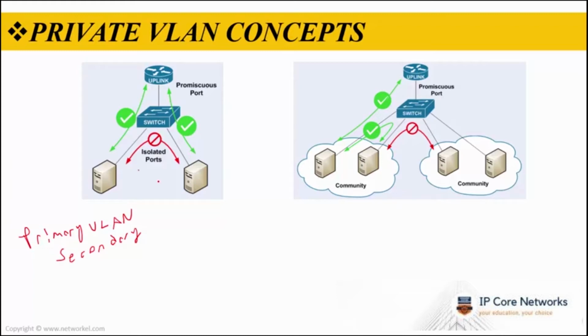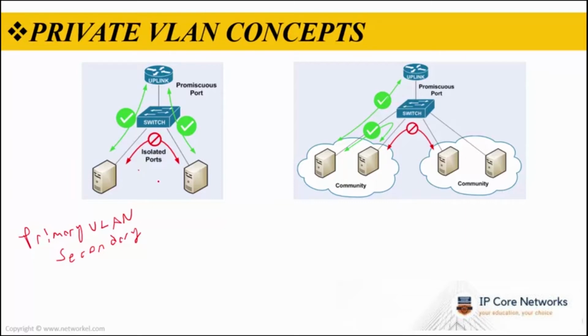Any switch ports associated with an isolated VLAN can reach the primary VLAN, but not any other secondary VLAN. In addition, hosts associated with the same isolated VLAN cannot reach each other. There can be multiple isolated VLANs in one private VLAN domain, and the ports remain isolated from each other within each VLAN. And the second is the community.